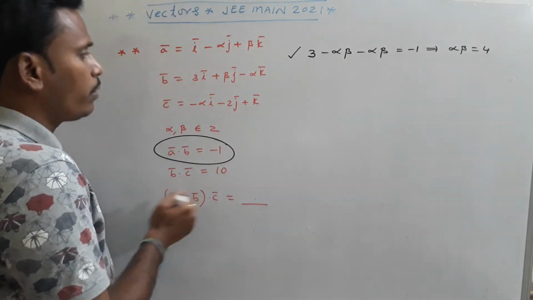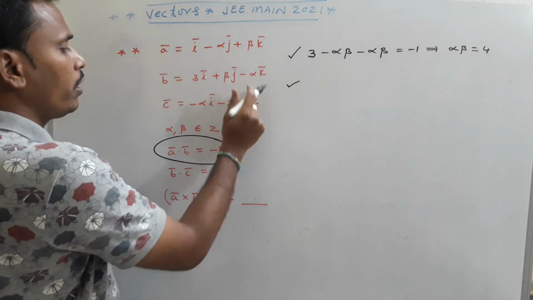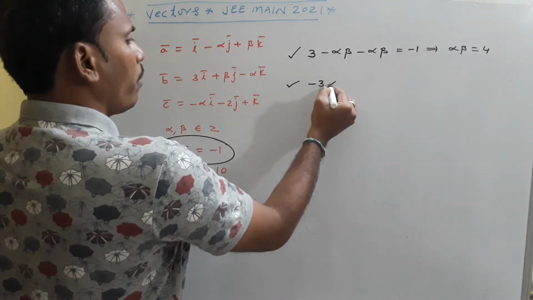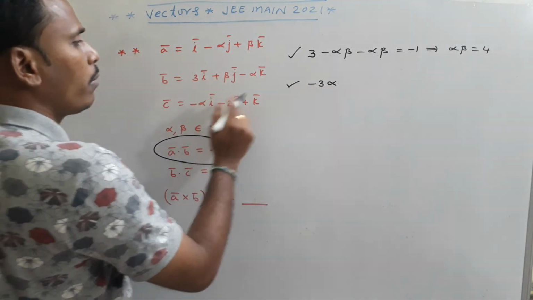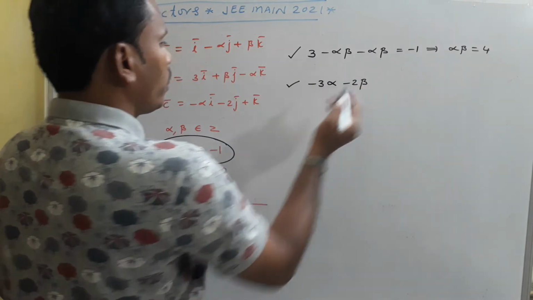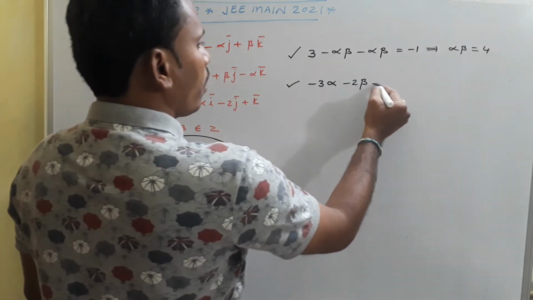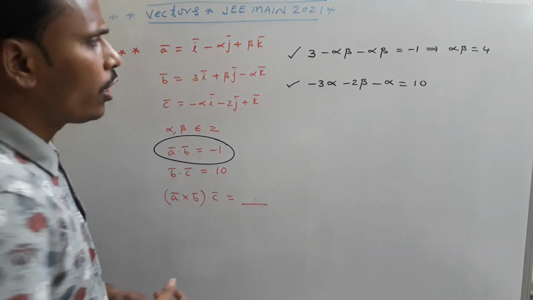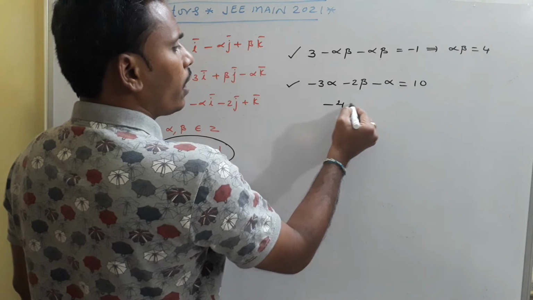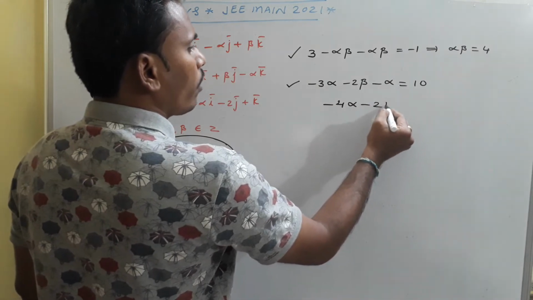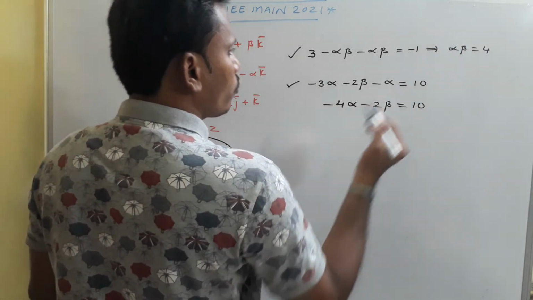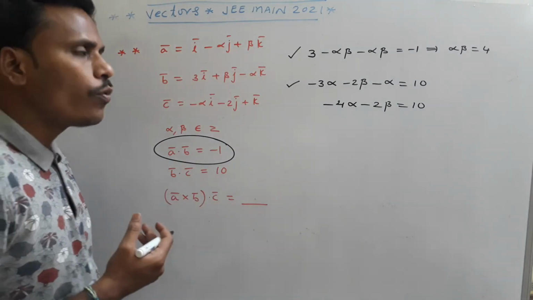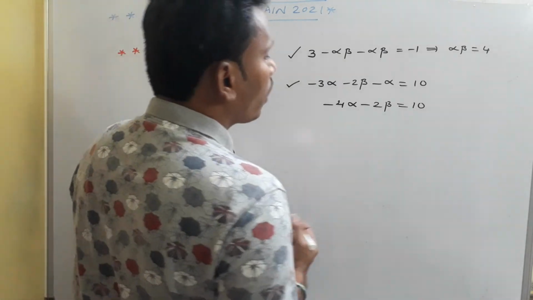And one more thing is b bar dot c bar. So then the dot product of b and c, and that is 10. So 3 and minus alpha, minus 3 alpha, beta and -2, -2 beta, minus alpha and 1, minus alpha. This is given as 10. Okay, so using these two relations we have to fix alpha beta values. -4 alpha, -2 beta is equal to 10. Okay, and one more thing, since alpha beta are integers, just go with a guess. Okay, because alpha beta are integers.